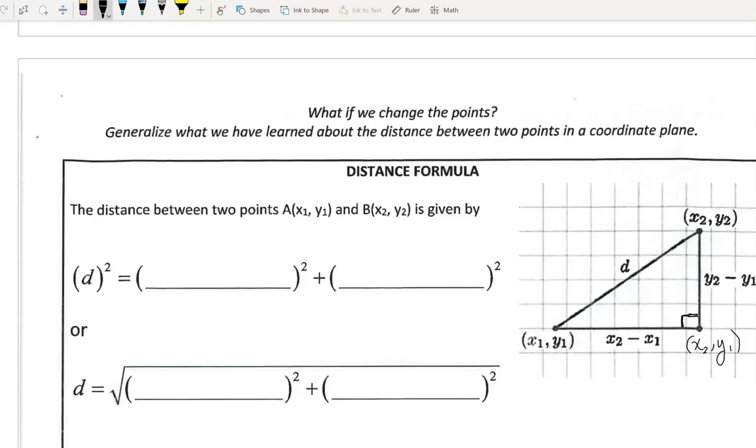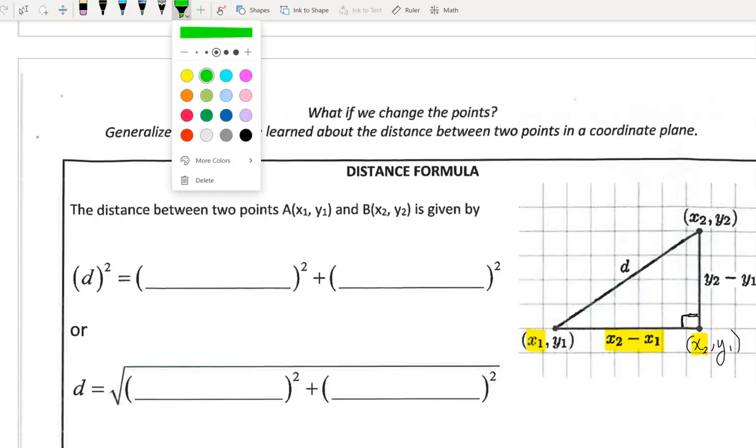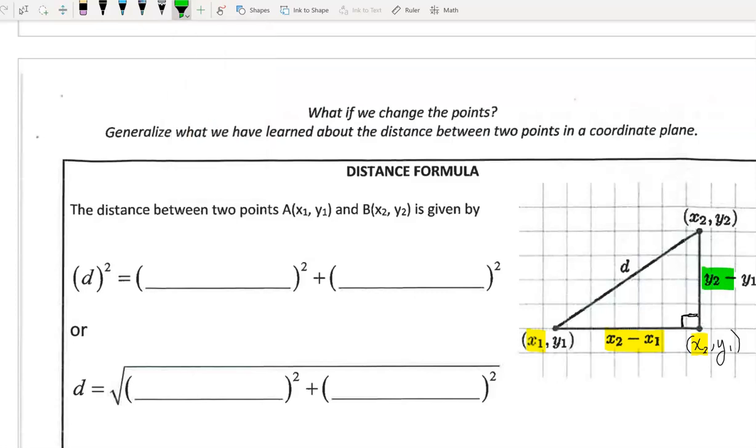Alright, so if we wanted to use the Pythagorean theorem here to find the length of D, I would find out how long the bottom leg is and how long the vertical leg is, and then I would just apply the Pythagorean theorem. As you can see in the picture, the distance between these 2 points going horizontally is this value x2 minus x1. That's how we find the distance between 2 points. We subtract the coordinates. And then for the vertical leg, we have y2 minus y1. So here's y2, and we're going to subtract y1 from that, and we get y2 minus y1.